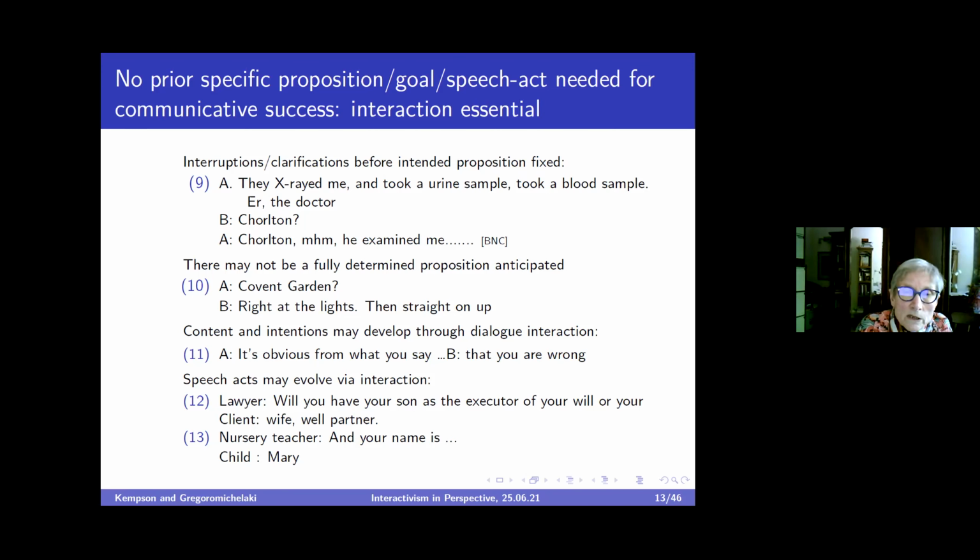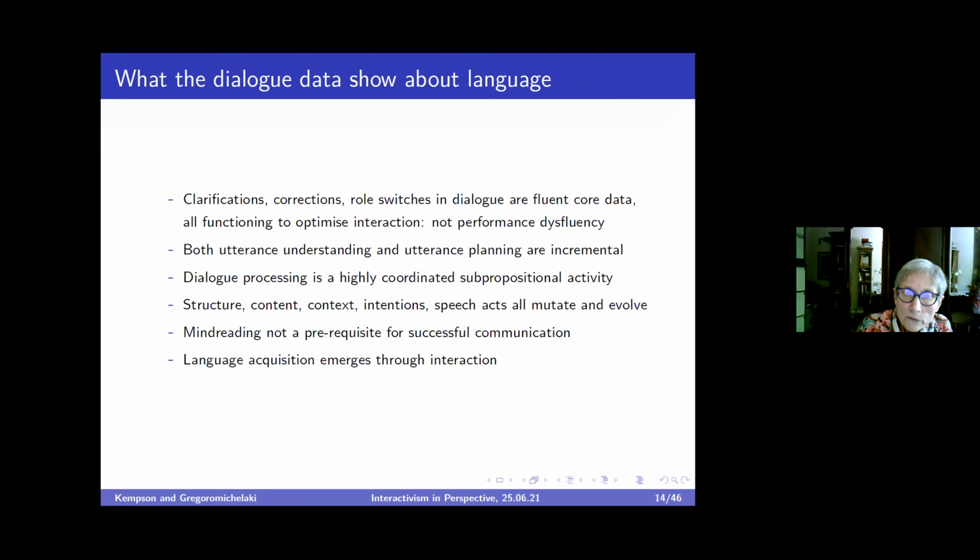Okay, so what do the dialogue data really show us about language? Well, what they show is that clarifications, corrections, and role switches in dialogue are all fluent core data, because they all function to optimize interaction. They're absolutely not a performance disfluency. Rather, both utterance understanding and utterance planning, as is now well recognized in the literature, are incremental. So we have to see dialogue processing as a highly coordinated sub-propositional activity, because structure, content, context, intention, and speech acts all mutate and evolve.